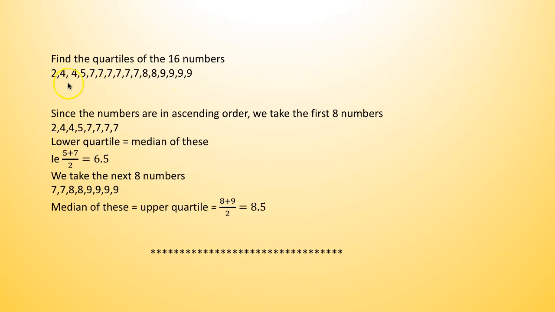There are 16 numbers, so we take the first 8 numbers, which is 2, 4, 4, 5, 7, 7, 7. The lower quartile is the median of these 8 numbers. That would be the average of the middle 2 numbers, which is 5 plus 7 by 2, that is 6.5. And now we take the next 8 numbers, 7, 7, 8, 8, 9, 9, 9, 9. And median of these would again be the average of the middle 2 numbers, that is 8 plus 9 by 2, which is 8.5. So your upper quartile is 8.5 and lower quartile is 6.5.